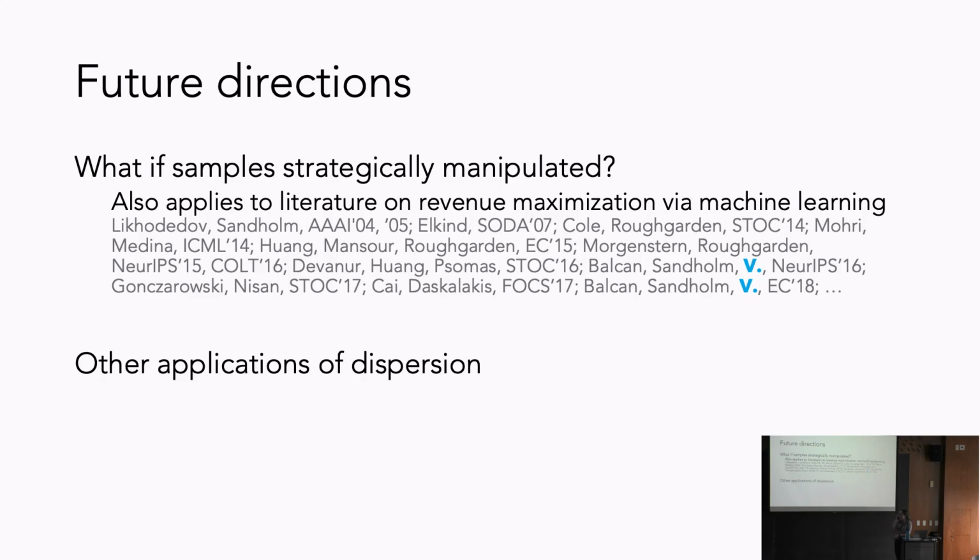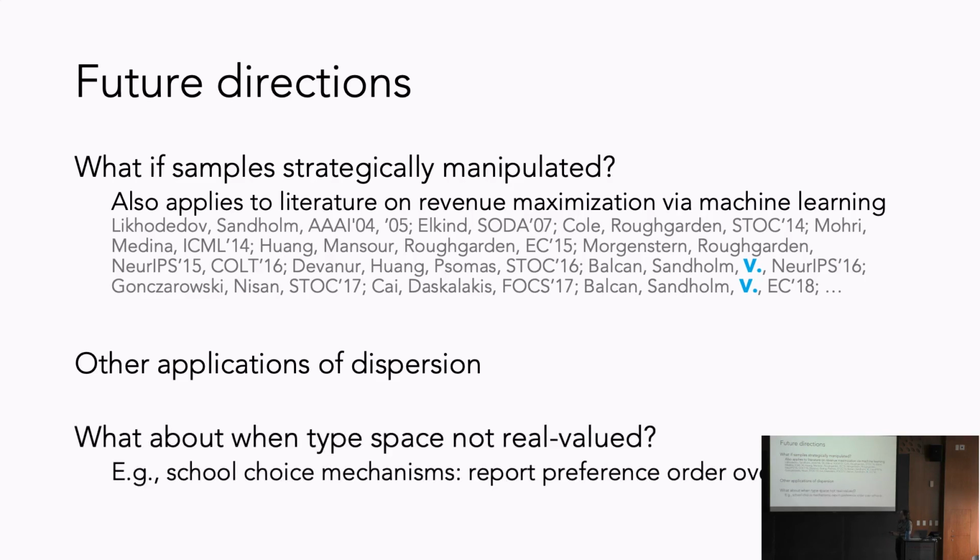I'm also interested in other applications of dispersion. In our original 2018 paper on dispersion, we looked at it in the context of online learning and differential privacy. So I think it's a very general notion that can be used in a lot of different ways. And then finally, what about the case when the type space is not real valued? For example, what about school choice mechanisms where the students are reporting preference orderings over schools? Oftentimes these social choice mechanisms are not incentive compatible, and can we say something about estimating how far they are from incentive compatible?